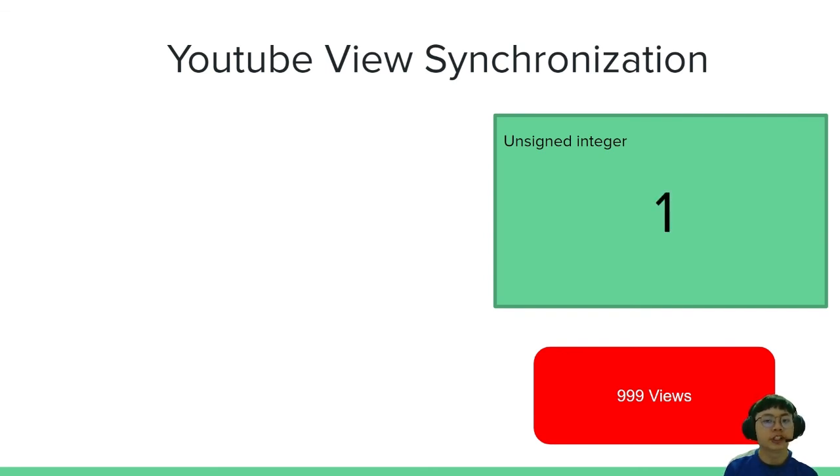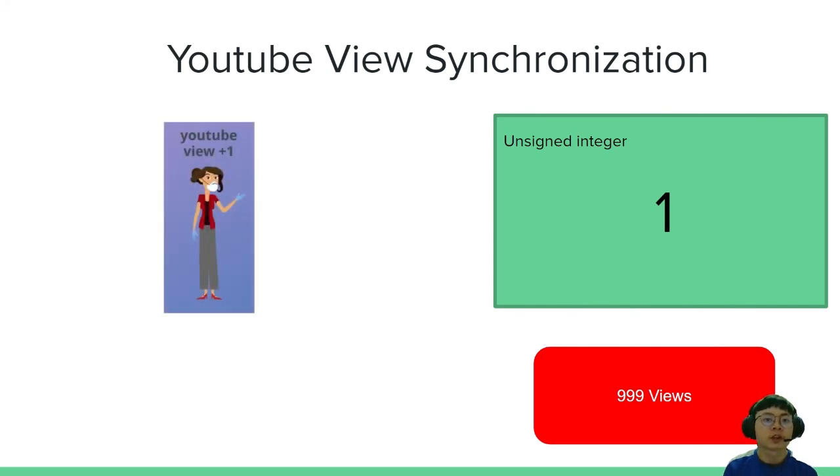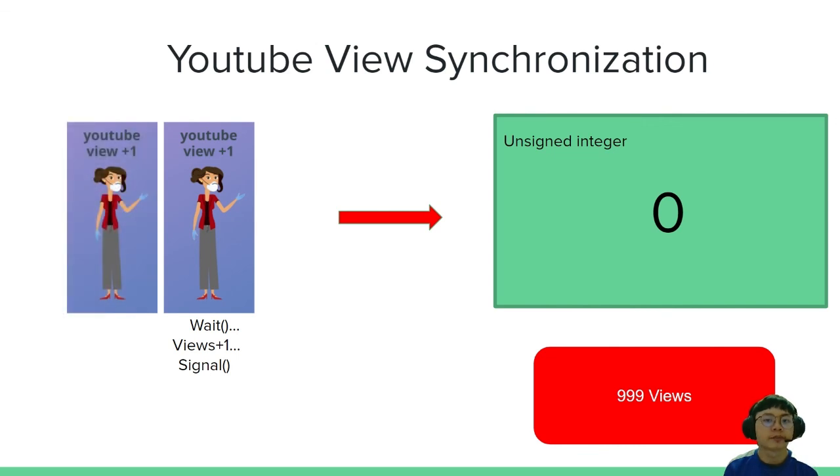If we set the semaphore integer to 1 and the YouTube view is assumed to be 999 views, when a viewer is watching the YouTube video, the process will include the wait function, the view plus 1 function, and the signal function. The wait function will immediately decrement the semaphore integer from 1 to 0, and meanwhile if another process wishes to interrupt, it will not be possible because the semaphore integer is already 0.